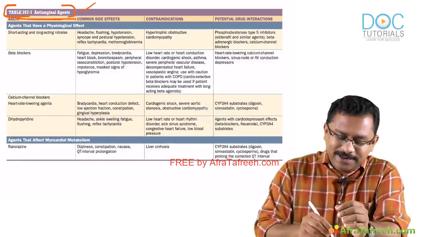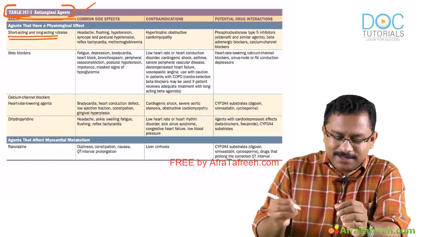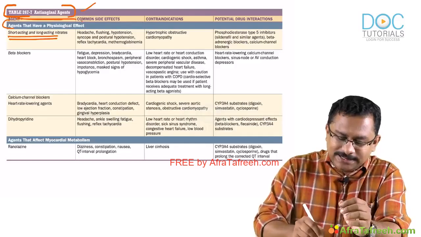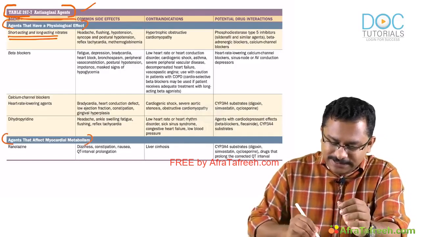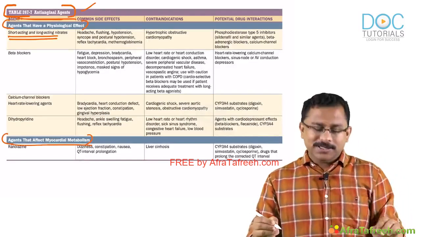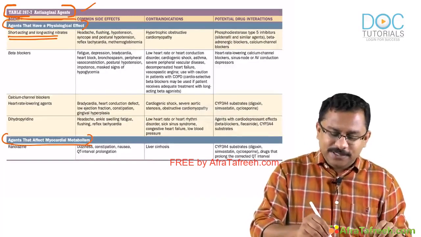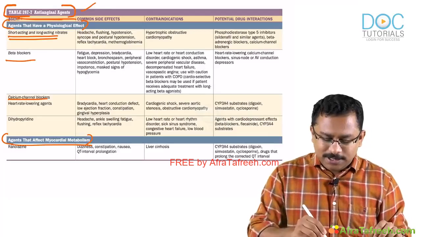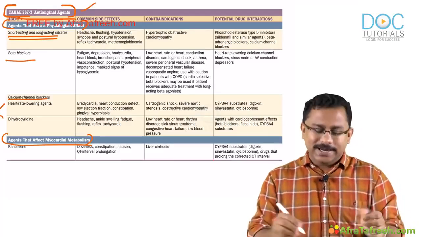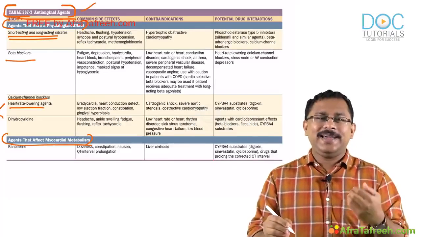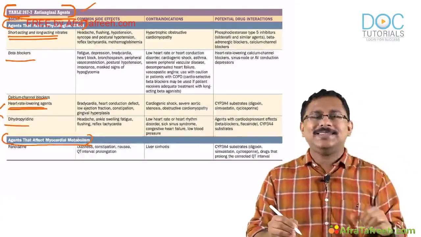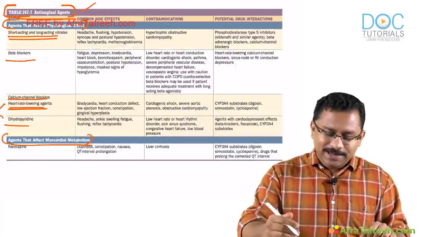In this table of anti-anginal agents, they have added a drug like nitrate. First of all, they have classified it into agents having a physiological effect and agents that affect the myocardial metabolism. Agents acting by physiological effect are nitrates, beta blockers, and calcium channel blockers, which can be dihydropyridine as well as the non-dihydropyridine agents. The non-dihydropyridine agents are the heart rate lowering agents, like verapamil and diltiazem.